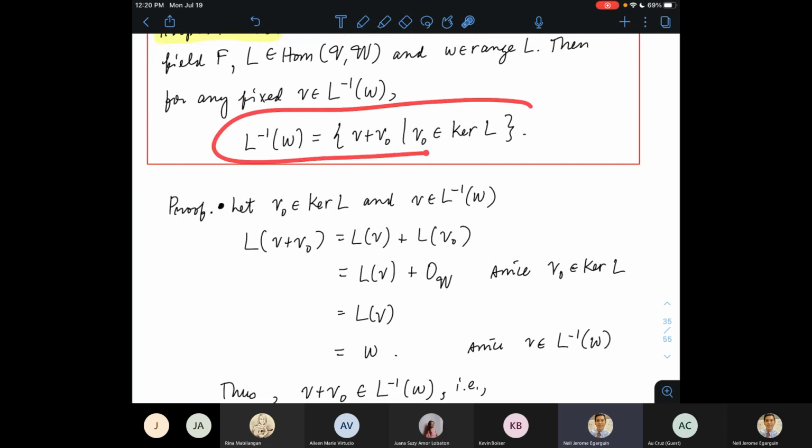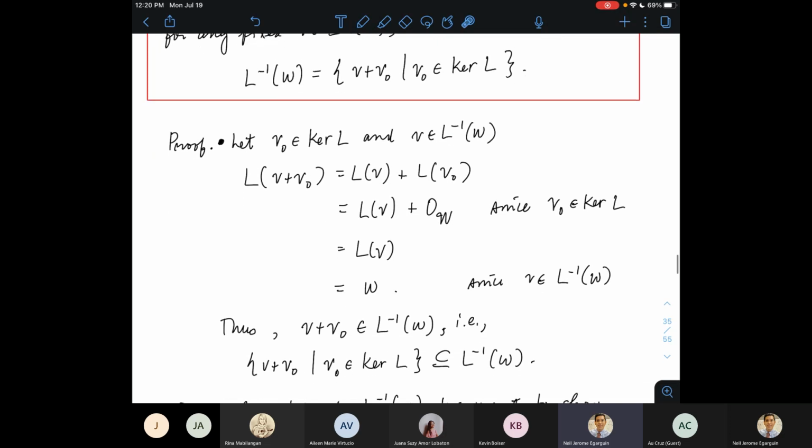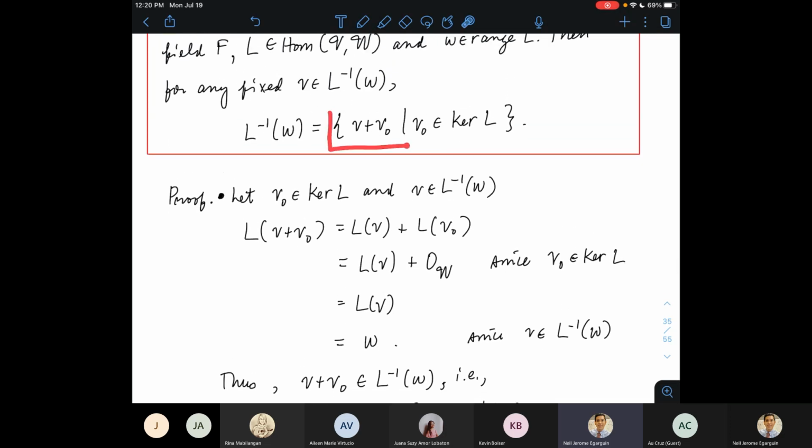So here we want to prove equality of two sets. And remember, when you want to prove the equality of two sets, you need to show that one is a subset of the other. Now, in this statement, I want to show that this set is a subset of L inverse of W. So in order to show that this is a subset of that guy, I'll take an element of this. So kukuha ko ng element ni V0.